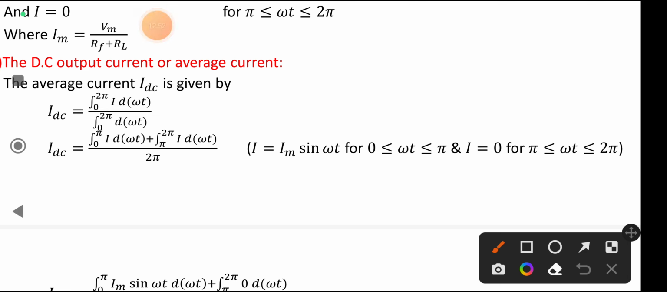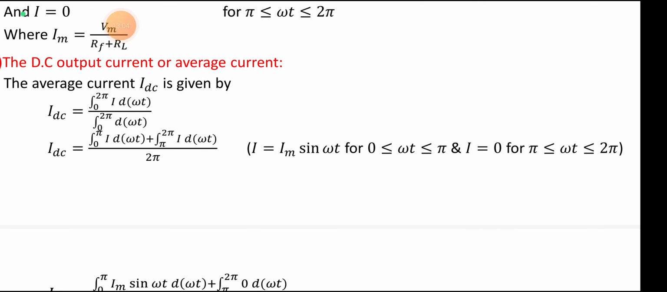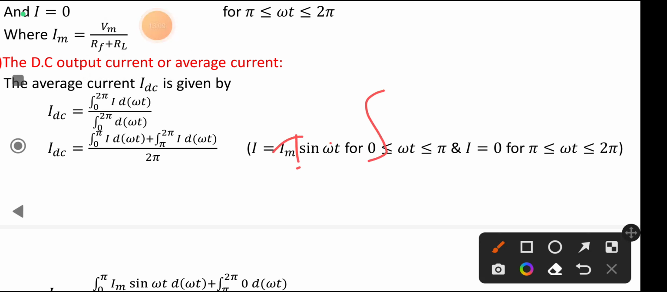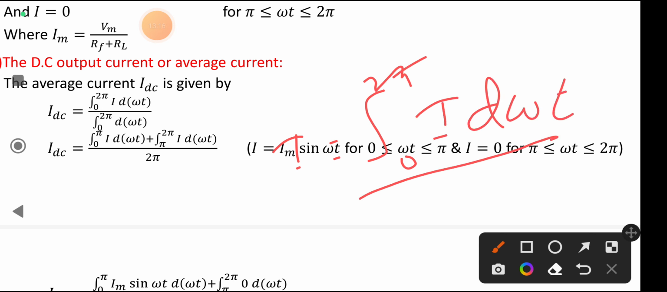And in mathematics, in integral form, average can always be taken like this. Keep in mind, if it is a current I and you take its average over a full cycle, then I average is equal to the integration from 0 to 2 pi of I d omega t, divided by the integration from 0 to 2 pi of d omega t. It is a general formula.